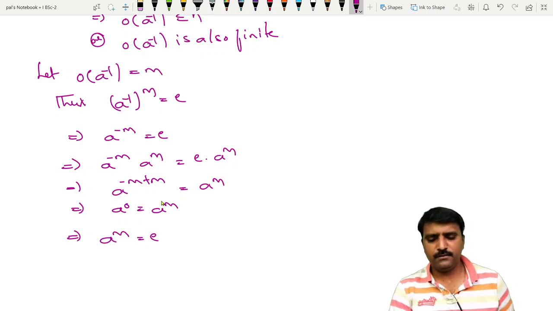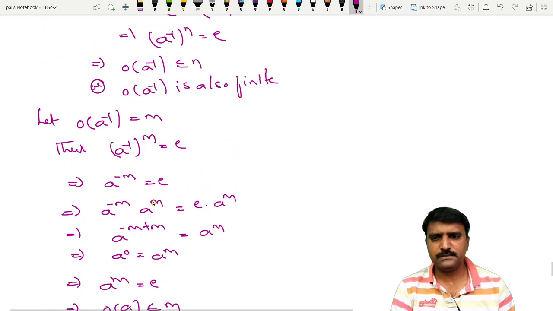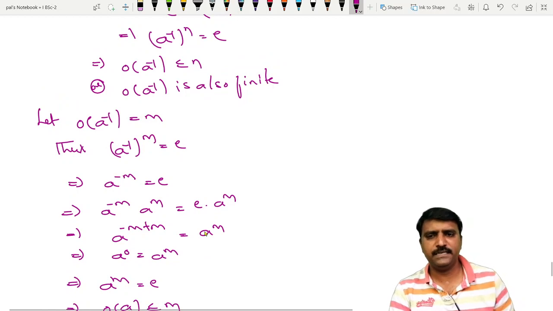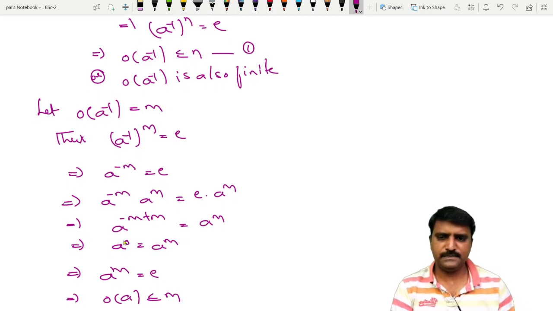So what it indicates when we raise the power of a as m? When we raise a to the power of m, the identity element has come. What does it indicate? It indicates that order of a is less than or is equal to m. Now you know that order of A inverse is less than or is equal to n. So take this as the first inequality and this as the second inequality.